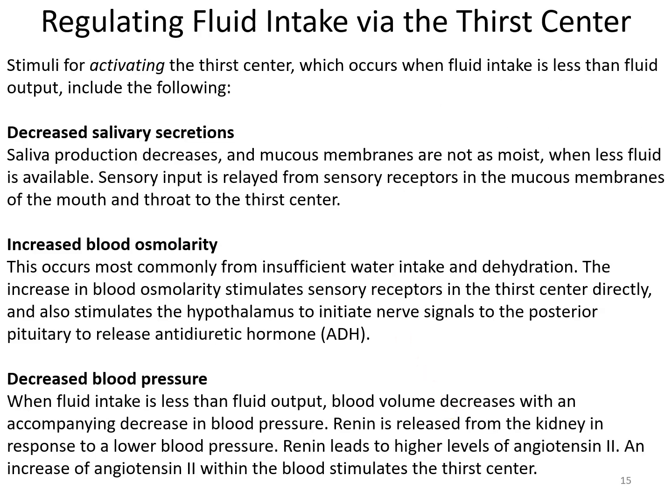This one talks about regulating the fluid intake through activation of the thirst center, which is an area in the brain. When the thirst center becomes activated, it causes you to feel thirsty, so then you want to drink and take in more fluids. This becomes activated whenever you don't have sufficient fluid in the blood. So with decreased salivary secretion, saliva production goes down, and the mucous membranes become less moist anytime you don't have as much fluid available. You have sensory receptors that will detect the reduced salivary production and the drier mucous membranes, and that sends signals up to the thirst center, and that makes you feel thirsty. You take in more fluid and try to correct the problem.